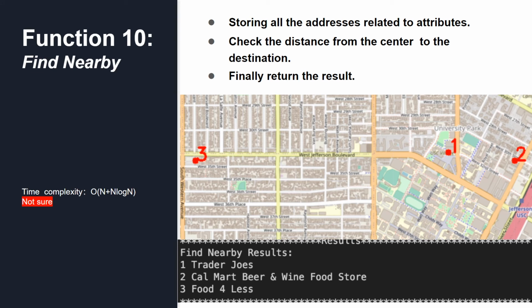Function 10 is finding nearby locations. We have to find the valid outputs based on the given source location, radius, and the number of outputs. There are 3 steps. First, storing all the addresses related to the attributes. Second, check the distance from the center to the destination. And finally, return the results. You can see that in our slide.